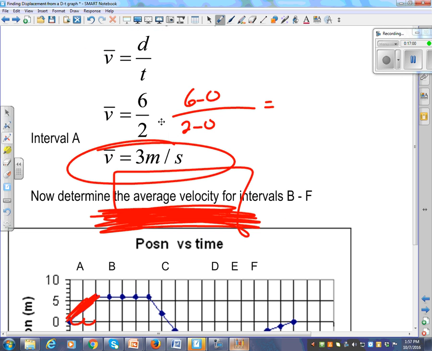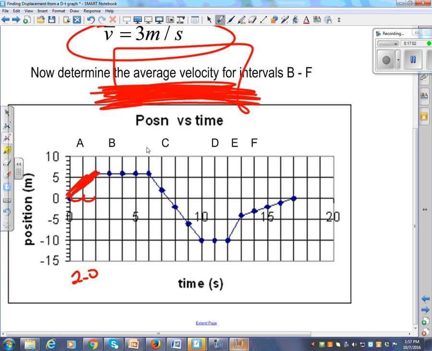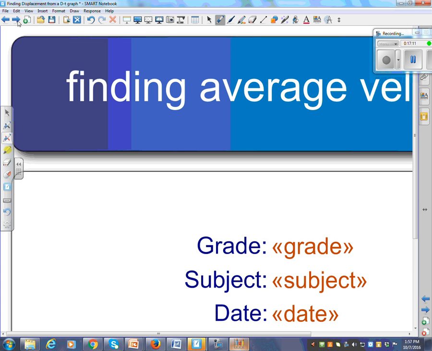I did the first one. The first one was 3. So now you have to take those displacements for intervals B and C and D and E and F, and divide by the times. And these are clicker questions.